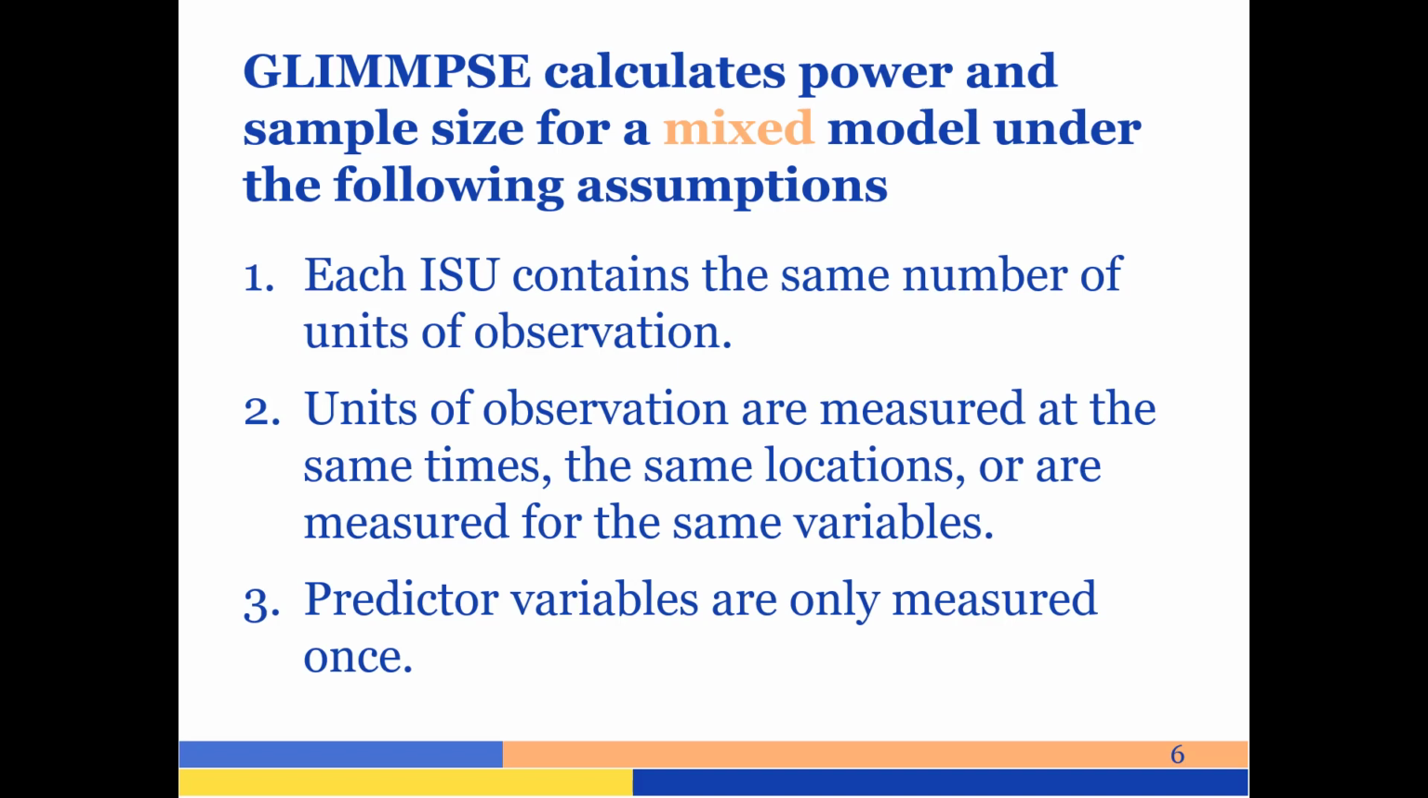GLIMMPSE assumes that the independent sampling unit has the same number of units of observation. Further, these units of observation are measured at the same times, locations, and for the same variables. So in a longitudinal design, we could not measure at 6 months for one group and 8 months for another. Also, we are assuming that the predictor variables are only measured once in the model. For example, if we measured reading comprehension as a covariate in some educational research, we would only account for this one time in the model.